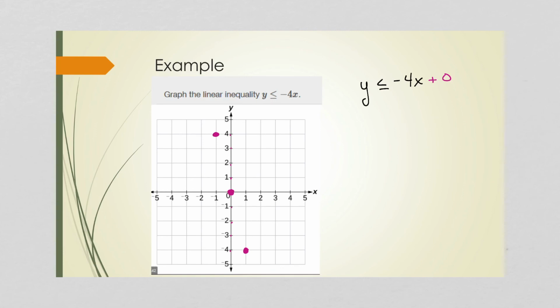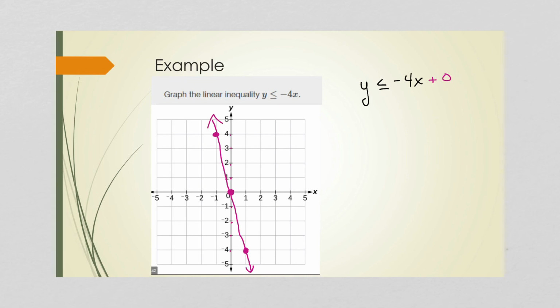Now, do I have a solid or a dotted line? I'm going to have a solid line this time because it's got the equal to symbol underneath. I don't have a ruler with me, I'm sorry about that. So we'll pretend like this is a solid line. A straight line, I guess I should say.